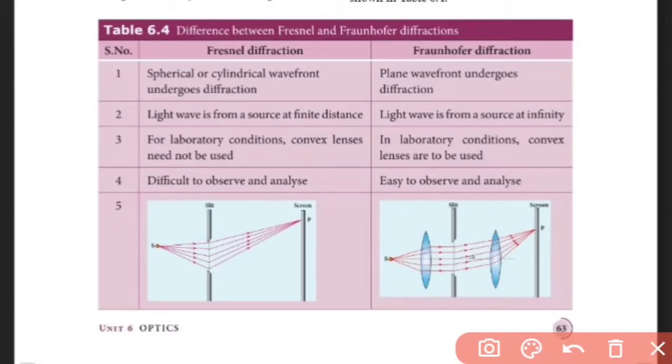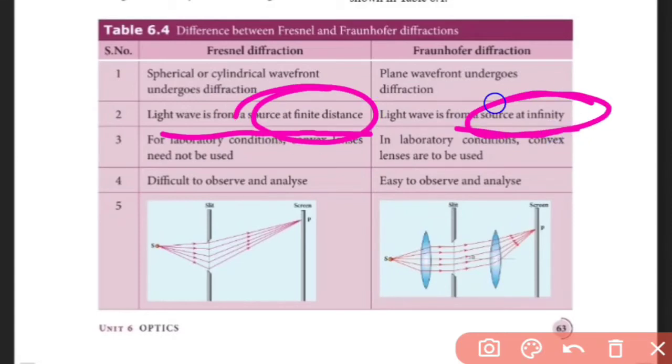The second point is that light waves in Fresnel diffraction come from a source at a finite distance. We have studied this already. Spherical and cylindrical wavefronts mean the source is at a finite distance, either a point source or a line source. But a plane wavefront comes from an infinite source. So here the source is at a finite distance, and there the source is at infinity.